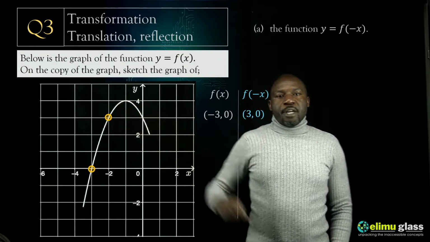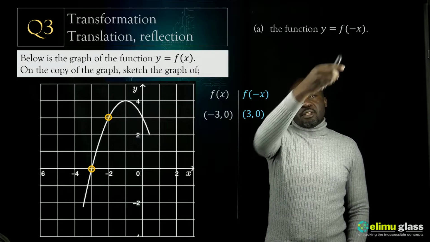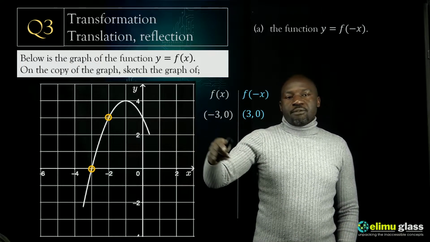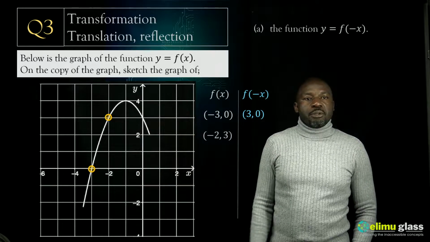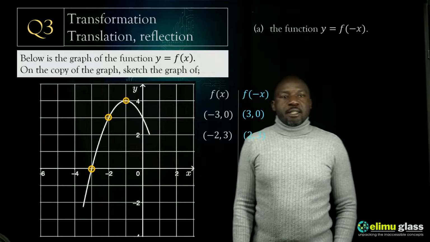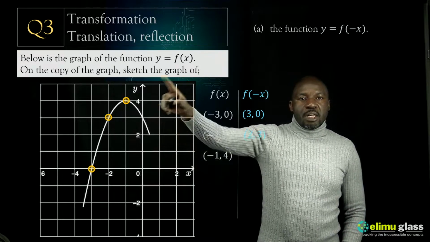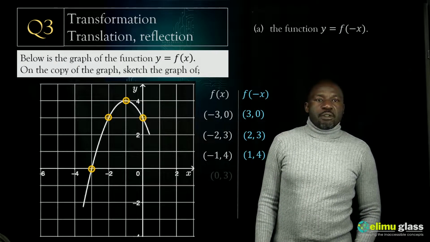The next point there is minus 2, 3. The y-coordinate does not change. This transformation affects only the x value. So negative 2 must become positive 2. The next point is negative 1, 4, which now becomes 1, 4, and so on and so forth.